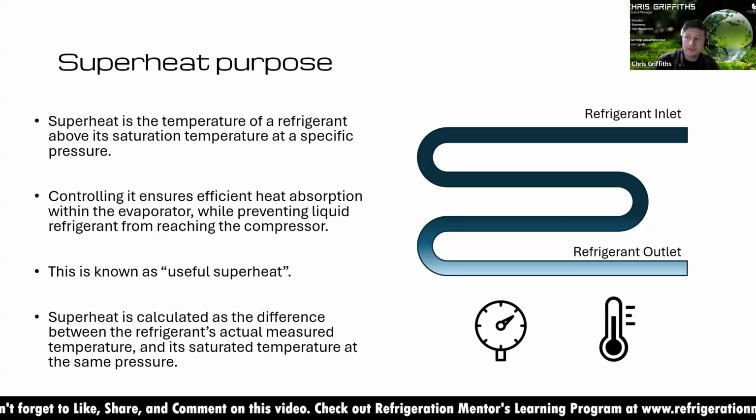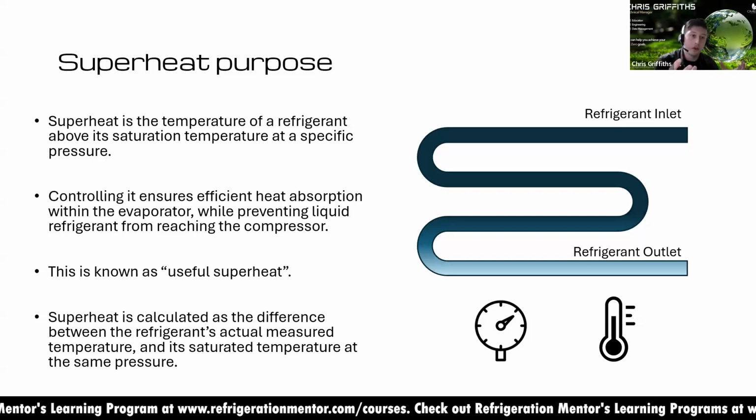Controlling it ensures we have sufficient heat absorption within the evaporator to produce our cooling effect, whilst preventing liquid refrigerant, or anything which hasn't boiled off yet, from reaching the compressor. So it protects our system at the trade-off of slightly less efficiency by not having a completely flooded evaporator. This boiling off in the evaporator is what we call useful superheat.